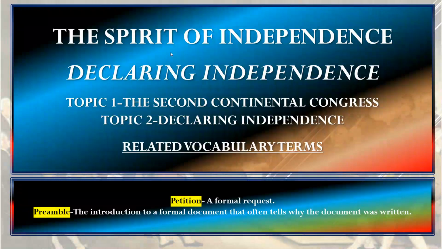Welcome to Lesson 4, the final lesson for the spirit of independence. This is declaring independence. There are two topics associated with this lesson: the Second Continental Congress and declaring independence. There are only two related vocabulary terms for this lesson: a petition, a formal request, and the word preamble, the introduction to a formal document that often tells why the document was written.